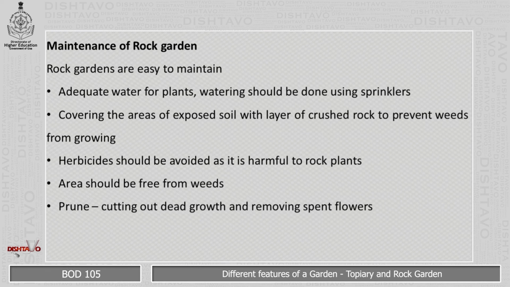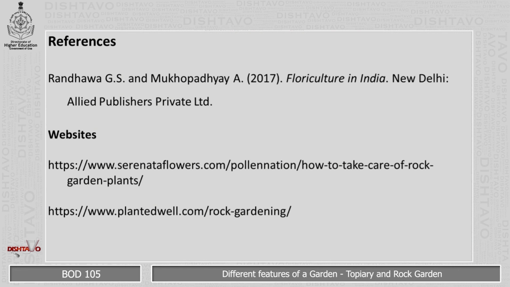Maintenance of rock garden. Rock gardens are very easy to maintain. Adequate water for plants is required. Watering should be done using sprinklers. Cover the areas of exposed soil with a layer of crushed rock to prevent weeds from growing. Herbicides should be avoided as they are harmful to rock plants. The area should be free from weeds. Pruning should be done, that is cutting out dead growth and removing the spent flowers.